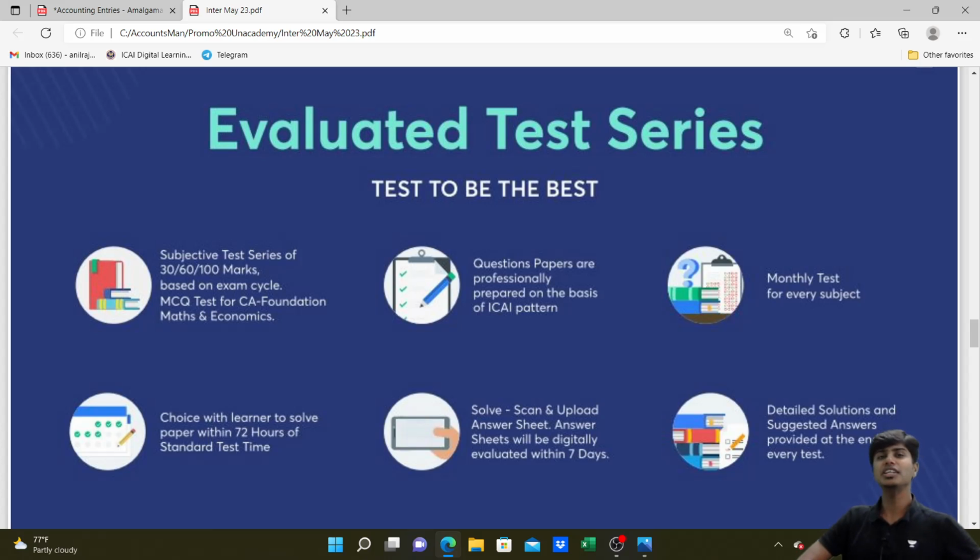Not just the corrected sheet, a detailed suggested answer with proper steps, which is the solution to each of the questions that you wrote, will also be shared. Alongside that, you will get amazing feedback on where you went wrong and in what aspect. This will help you understand the loopholes or what made you fall behind, help you work on them and become better. And monthly tests will also be there for each subject, which you can make the best use of.